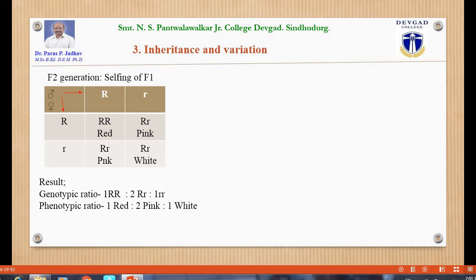So here is one correction, sorry: small r small r, the capital R small r. The result is genotypic ratio 1 capital R capital R as to 2 capital R small r as to 1 small r small r. Phenotypic ratio is 1 red as to 2 pink as to 1 white.